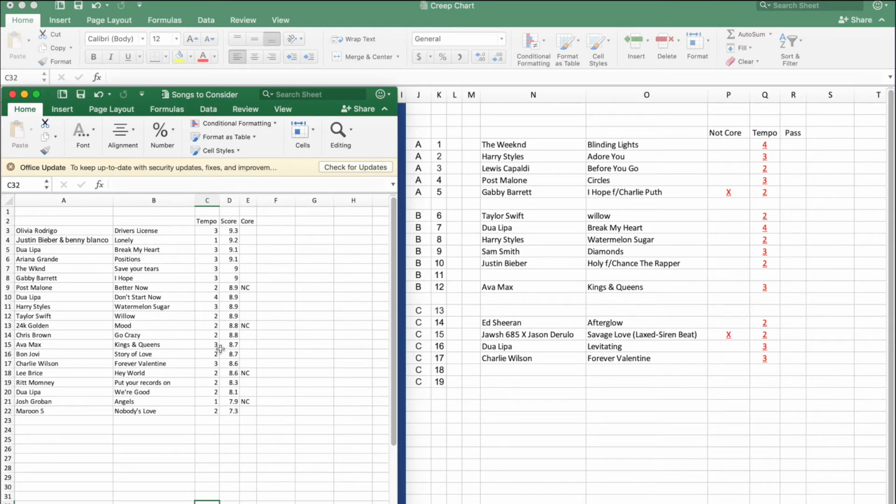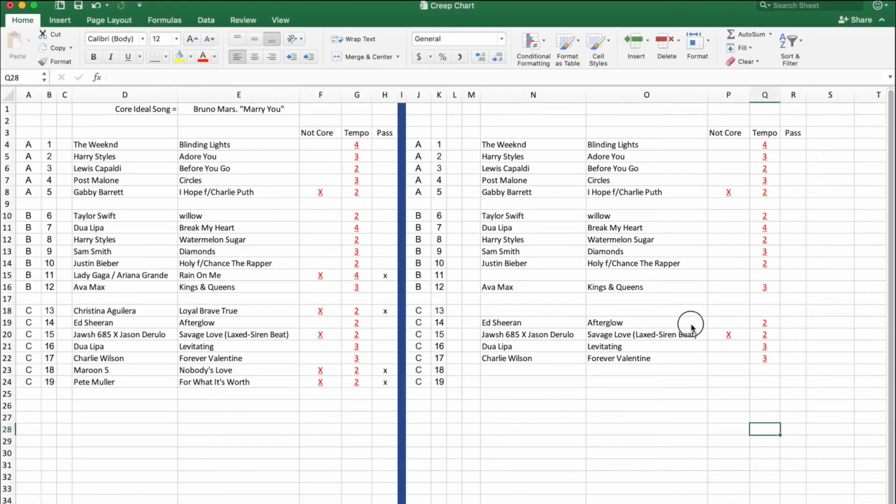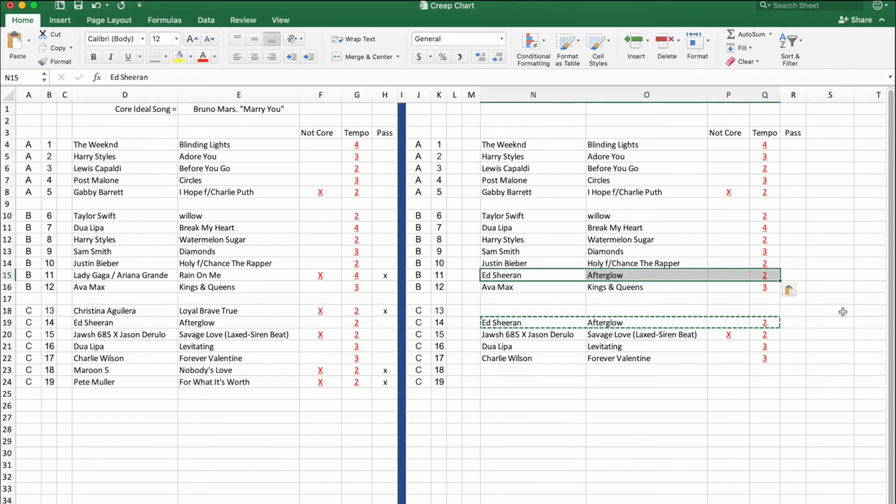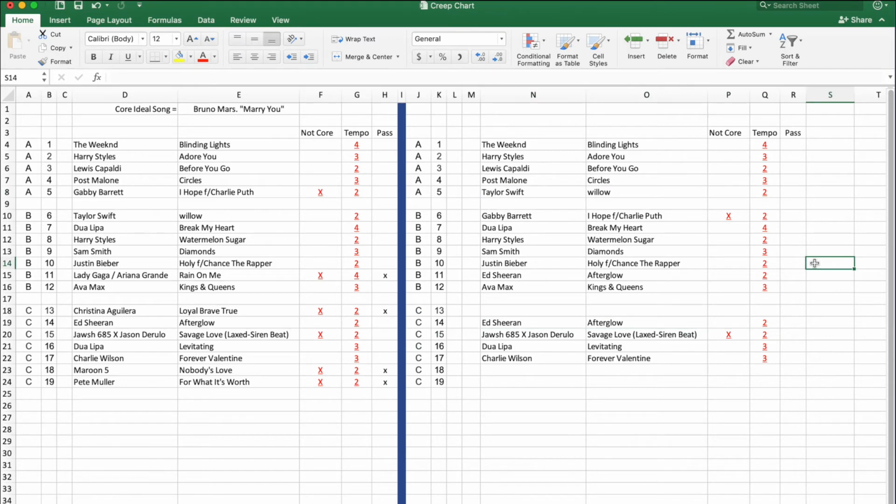But before I would do that, I would be looking at last week's chart, minus the songs that we weren't going to play. And I'd be looking over here on the right-hand side and going, okay, is there anything here I want to change and move around before I do anything else? And to me, that would be yes. I would take the Ed Sheeran, and I would move it up into the B's. I would take Gabby Barrett. I would switch her with Taylor Swift.